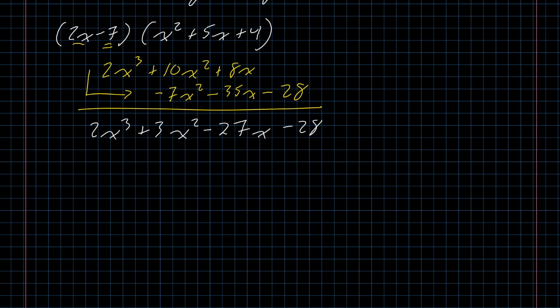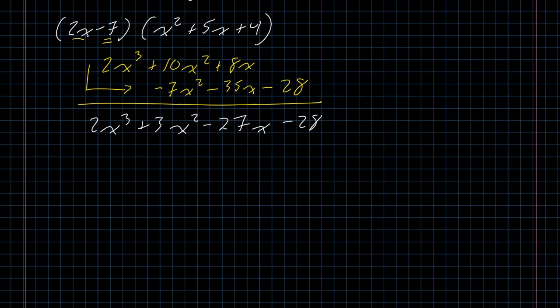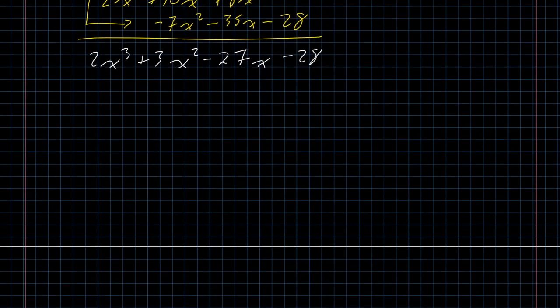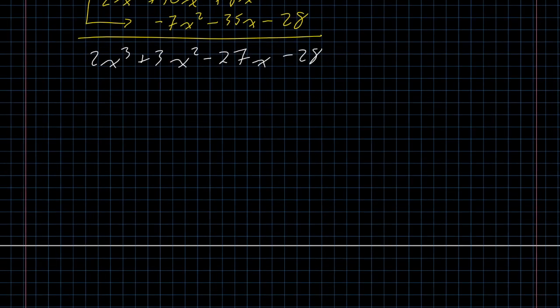If I do this, multiplying something with 3 terms times something else with 3 terms, the same process still works, only things get a little bit longer still. So if I have something like x squared plus 2x plus 3 times 5x squared minus 7x plus 9, I can still use the same process.